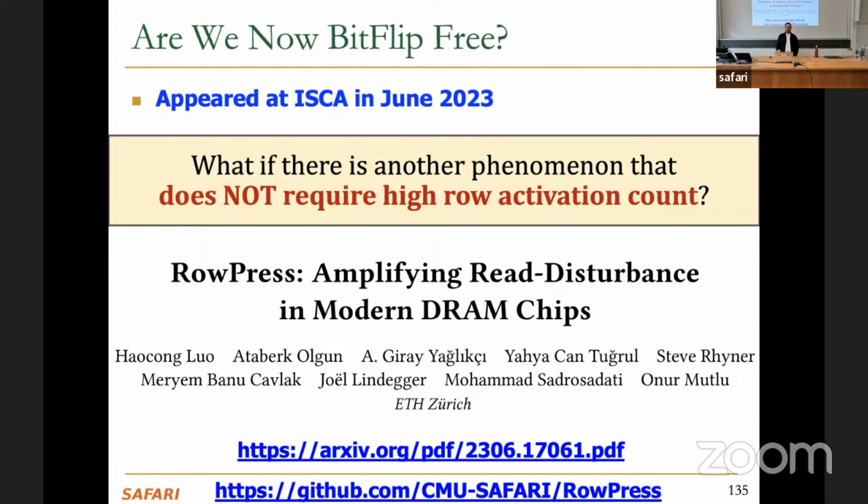So in 2023, last year at ISCA, we published another paper called RowPress that I will talk about in detail after the break. And it basically asks the question, what if there's another phenomenon that is based on DRAM read disturbance, different than RowHammer? We have all these mitigation mechanisms over there, mitigating RowHammer bit flips. What if we have another error mechanism? So what happens then? And we actually found that error mechanism. Tomorrow, Haocong will talk about it in detail. I will also briefly explain it in the last part of this session.